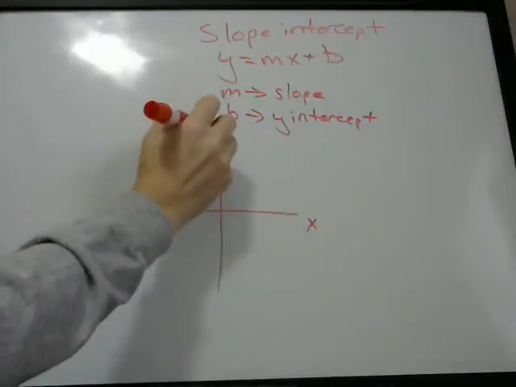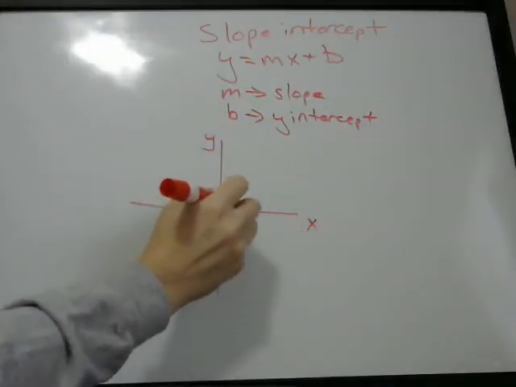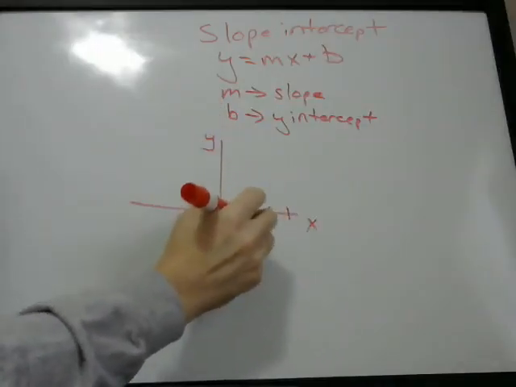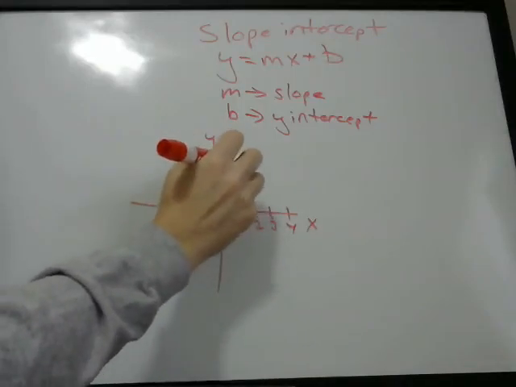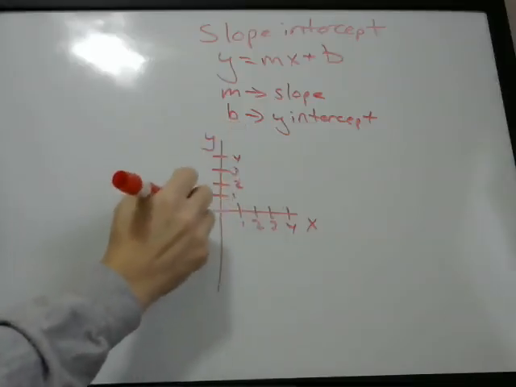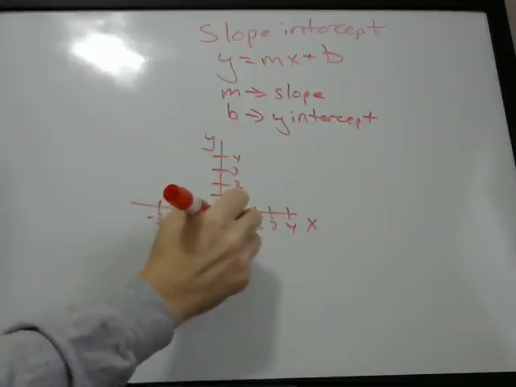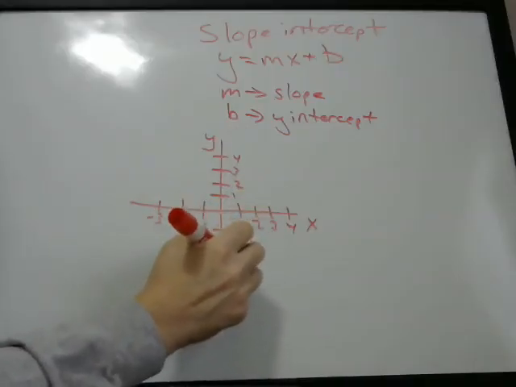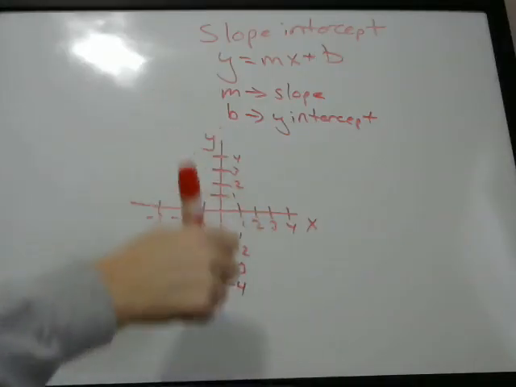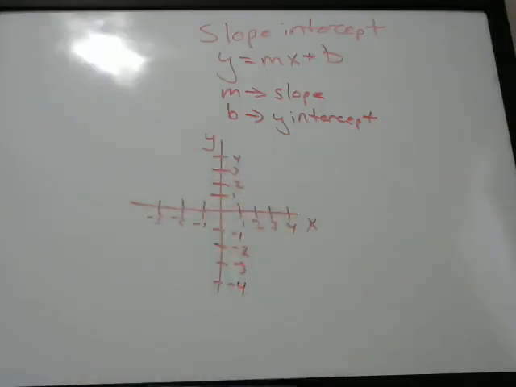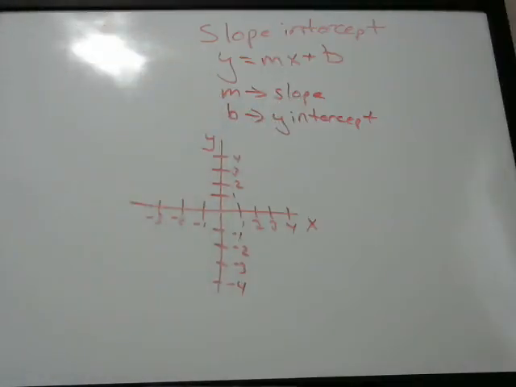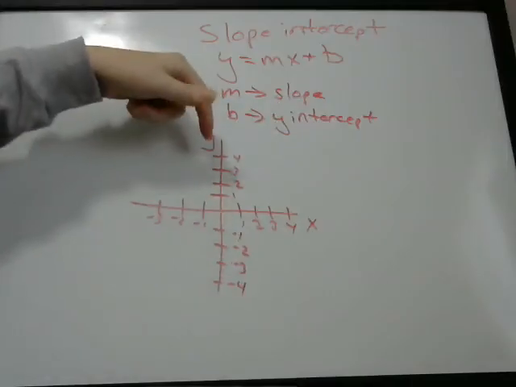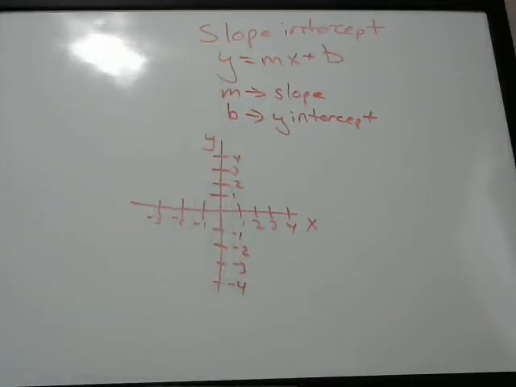If you're given a line, so you have a coordinate system with x and y, and let's say you have 1, 2, 3, 4, 1, 2, 3, 4, and then of course on this side it's -1, -2, -3, -4, etc. These go on for infinity. But what the y-intercept means is where on this y-axis, which is the vertical axis, where does the line intercept, or intersect, or cross that y-axis?